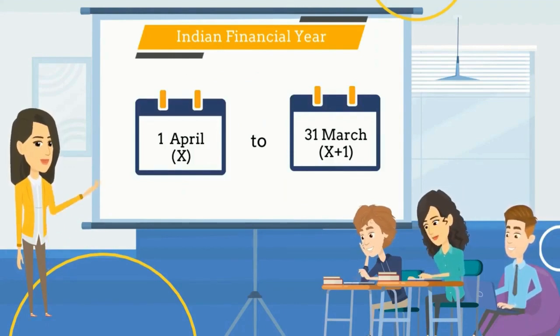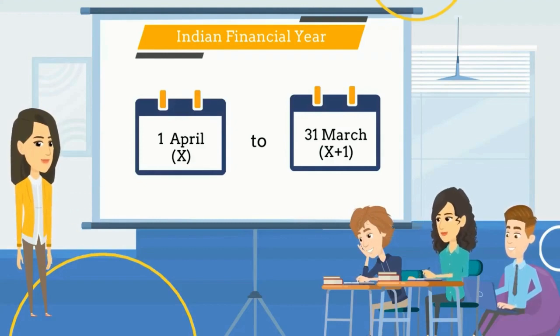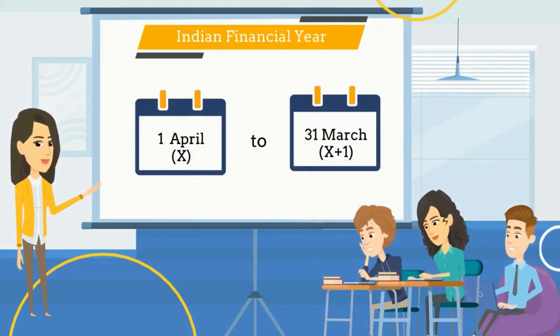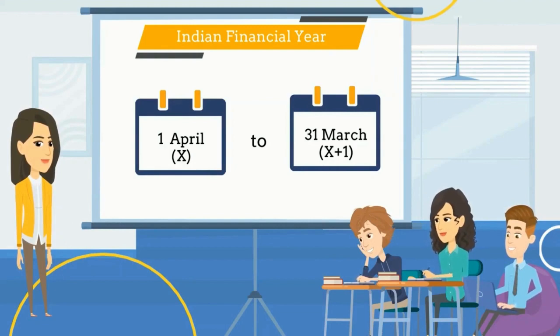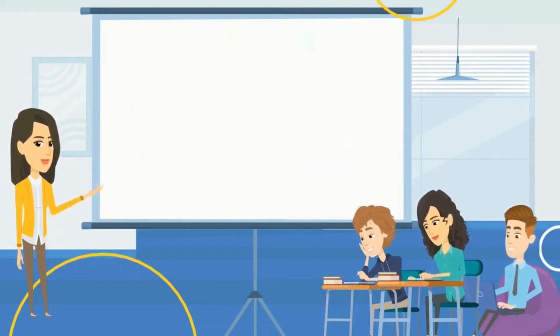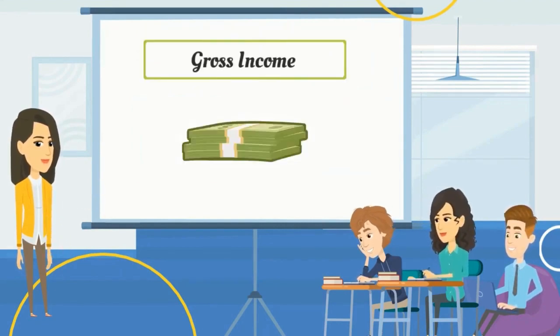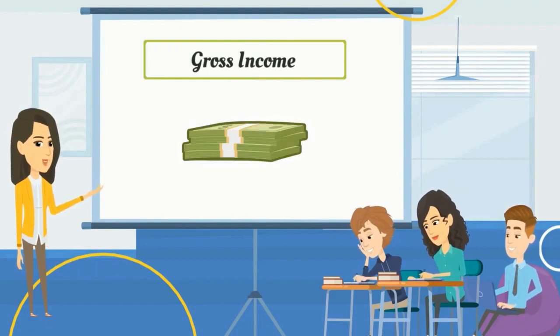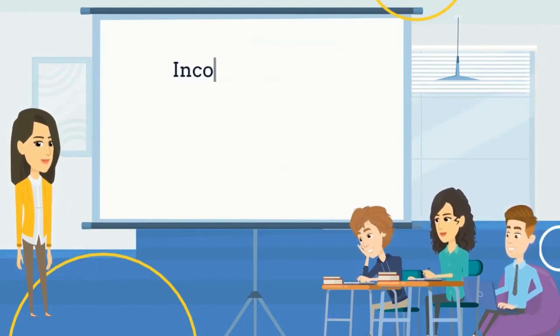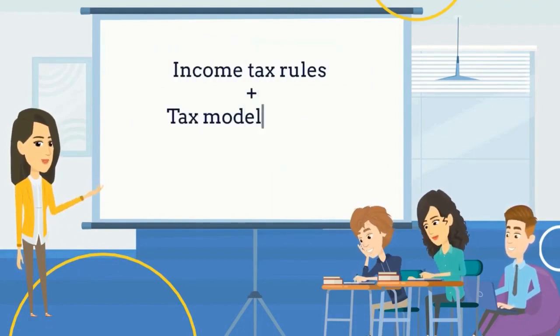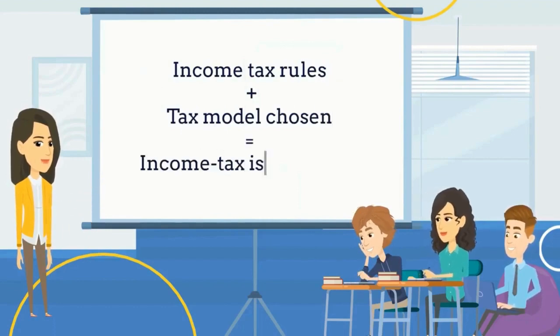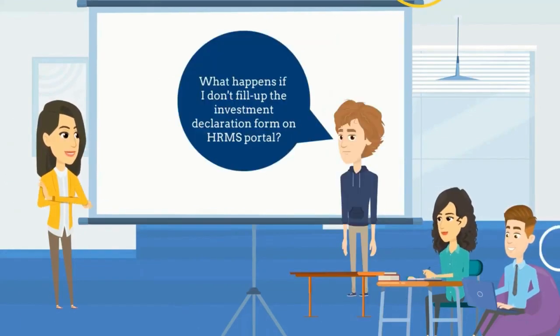India currently defines the financial year as the period between 1st April of a given year to 31st March of the following year. All income that you get during this period is to be added up to arrive at your gross income. Based on the income tax rules and tax model chosen, income tax is calculated.